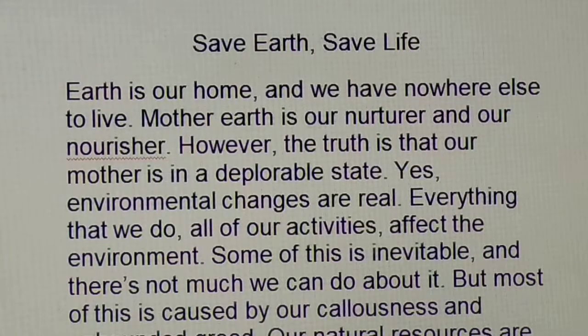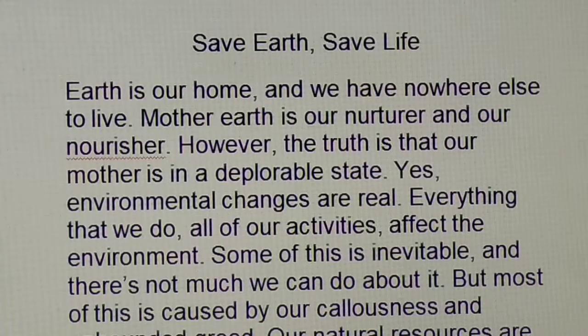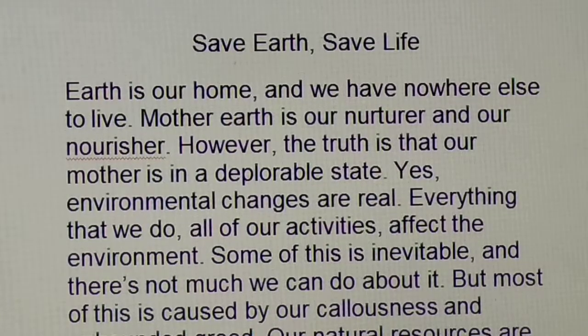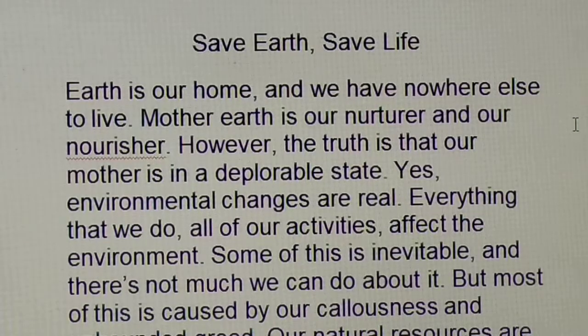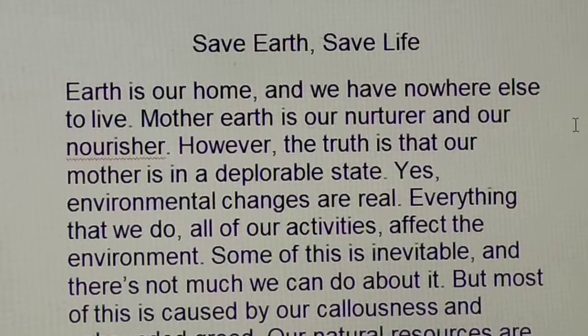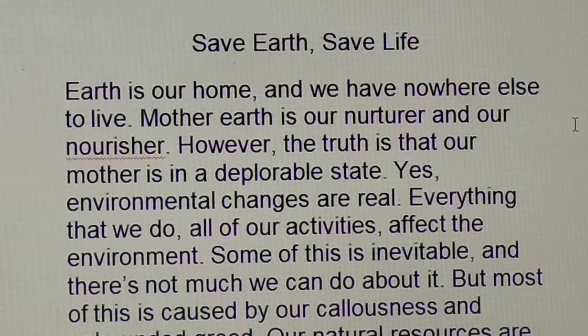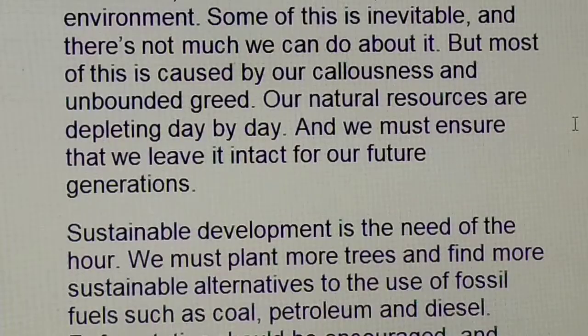However, the truth is that our mother is in a deplorable, pathetic condition, because human beings are destroying Earth. Yes, environmental changes are real. Everything that we do, all of our activities, affect the environment. Some of this is inevitable, that means cannot be avoided, and there's not much we can do about it.